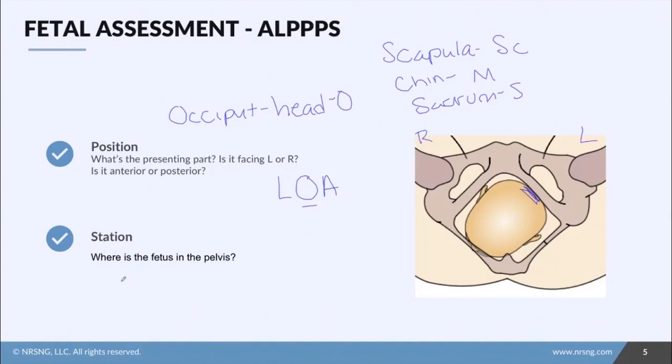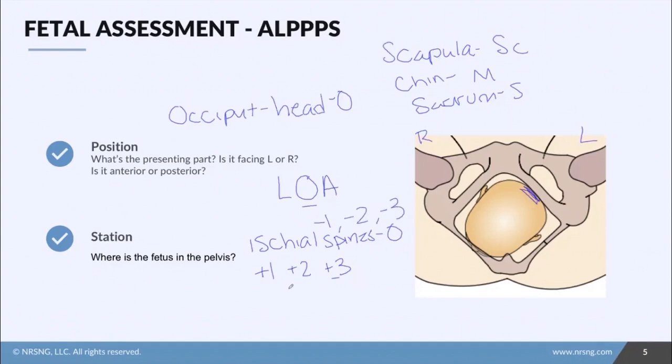Station. So this describes where the fetus is located in the pelvis. So our ischial spines of the pelvis are going to be 0 station. And then as we get closer to delivering, we would either be +1, +2, or +3. Now, this is measured in centimeters. So if we said that the patient was at +1 station, it would mean she was 1 centimeter below those ischial spines.